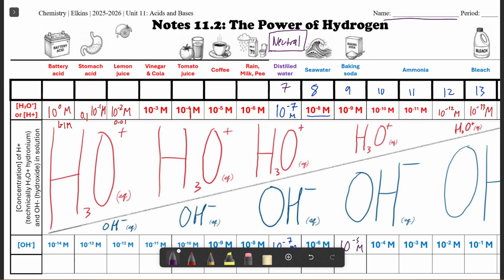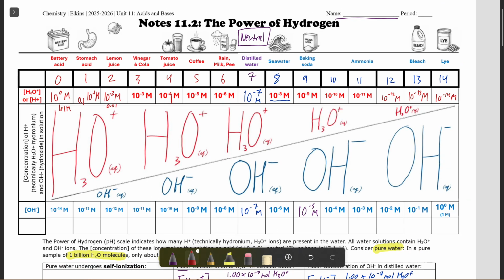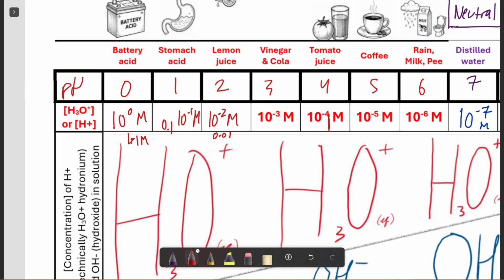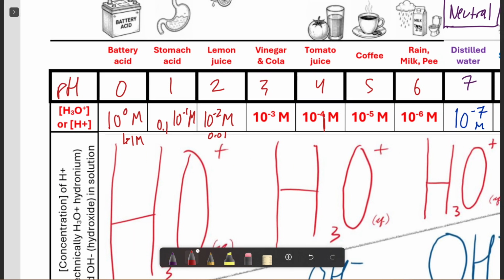Okay, distilled water's at 7, rain, milk and peas at 6, coffee's at 5, tomato juice is at 4, vinegar and Coca-Cola's at 3, lemon juice is at 2, stomach acid's at 1, and battery acid is at 0. Okay, this is what we call pH, the power of hydrogen.